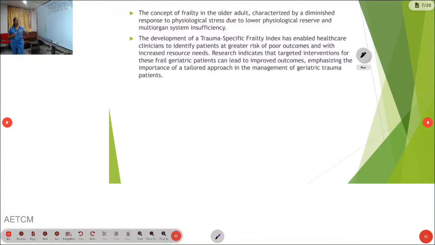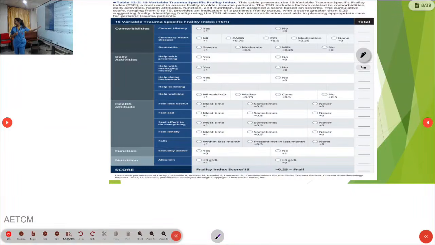Basically there is a trauma-specific fragility index. This is the index. So we will calculate this index and we will individualize the need of the patient, and by individualizing the care there will be better outcome in case of trauma in elderly patients.